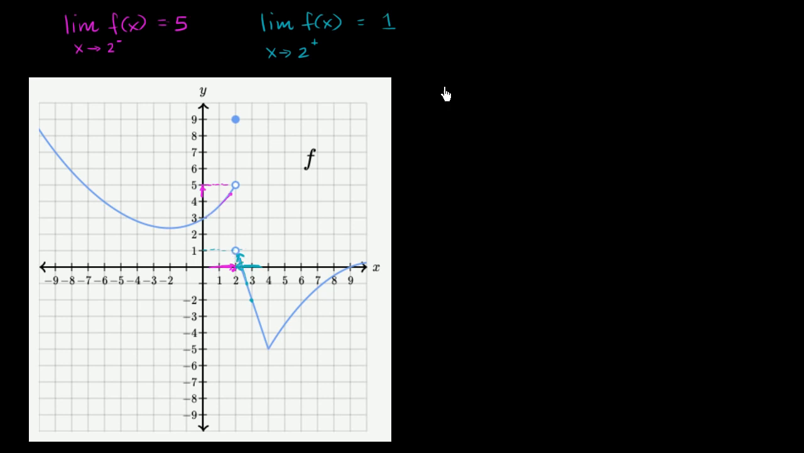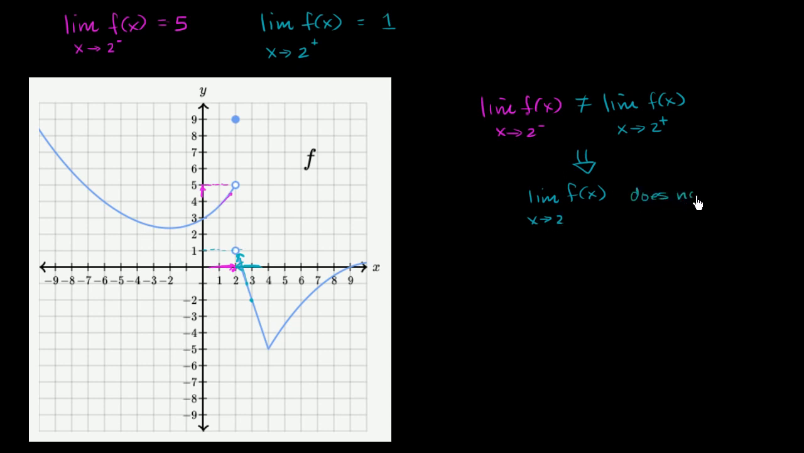So in this case, let me write this down, the limit of f of x as x approaches 2 from the negative direction does not equal the limit of f of x as x approaches 2 from the positive direction. And since they're not equal, the limit does not exist. The limit of f of x as x approaches 2 does not exist. In order for it to have existed, these two things would have had to be equal to each other.